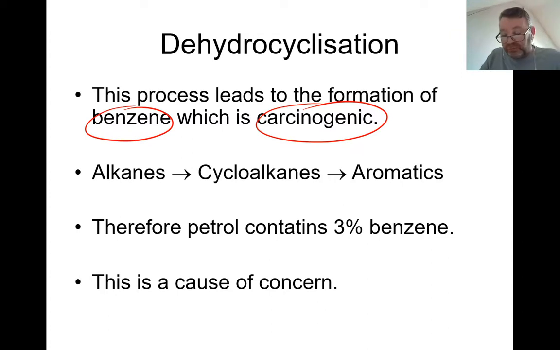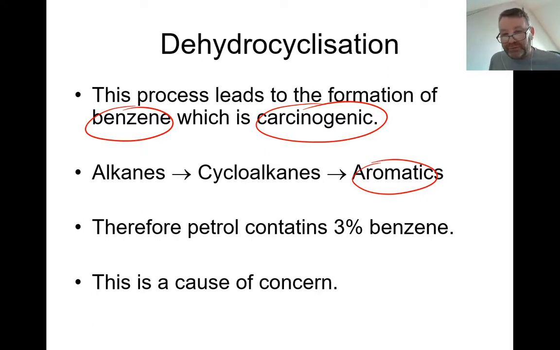Therefore, petrol contains 3% benzene. So there will be aromatics in your petrol. Now, think about that for a moment. 1920, cars arrived, petrol put in, knocking occurred. Petrol had lead added to it, knocking disappeared. Lead was used from 1920 to 2000. Lead is now an environmental poison. Okay, it's a toxic metal, so we can't use it. So we take it out.